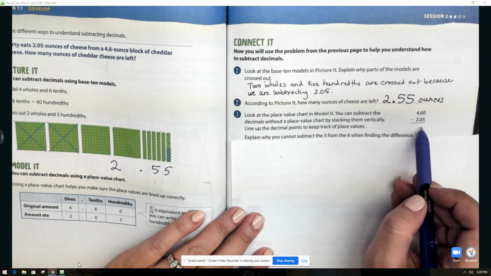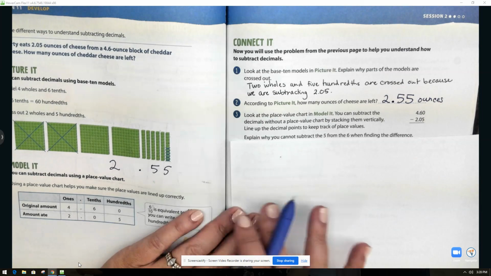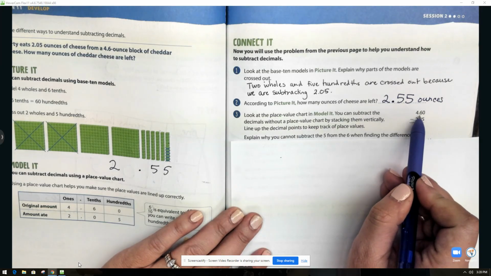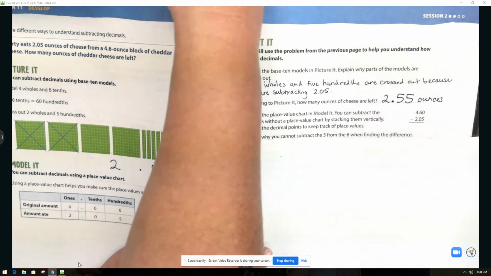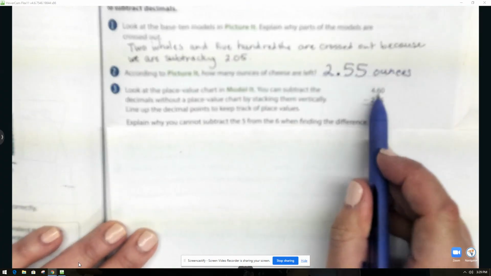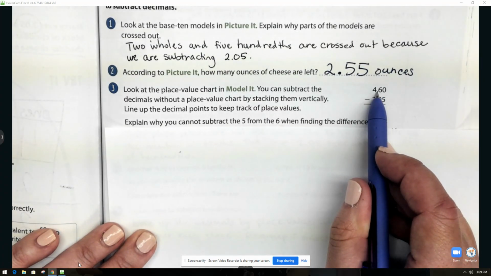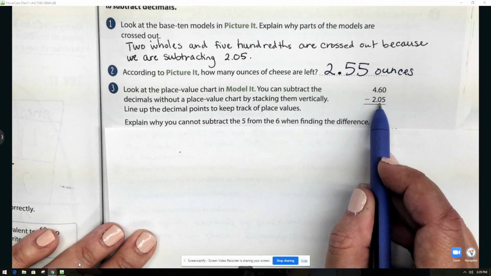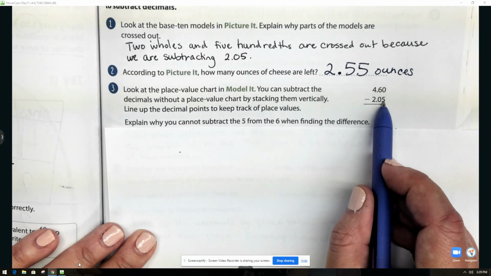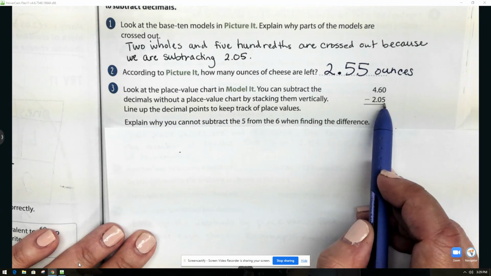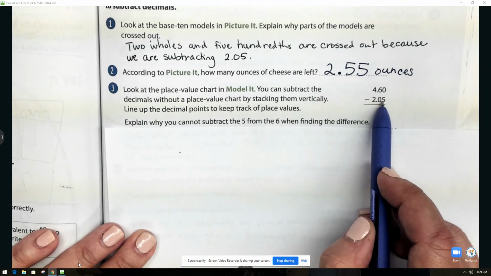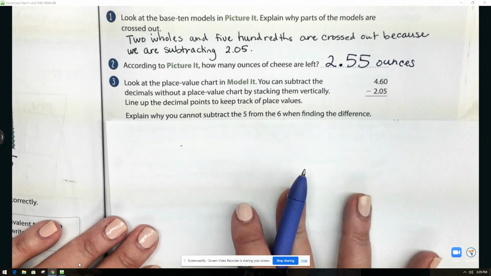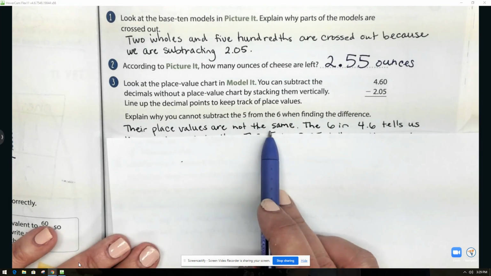Explain why you could not subtract this 5 from this 6 when finding the difference. So remember that we need to line up our place values. This 6 here means 6/10 because it's to the right of the decimal point. This 5, if we go over two place values, tenths, hundredths, is 5/100ths. You cannot subtract the 5 from the 6 because they're not the same place value. You have to look at them with the same place value. So their place values are not the same.